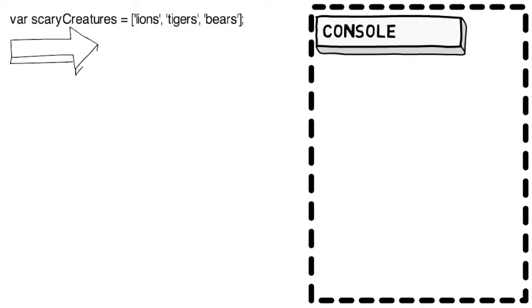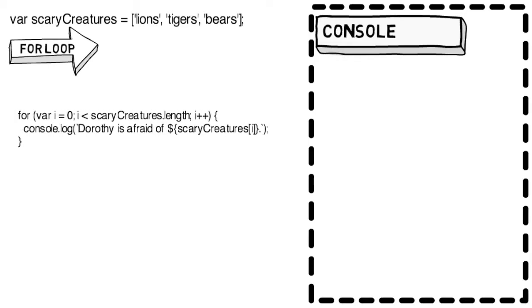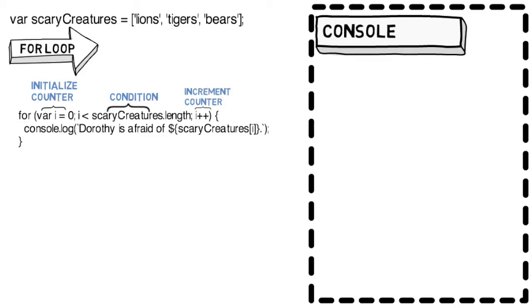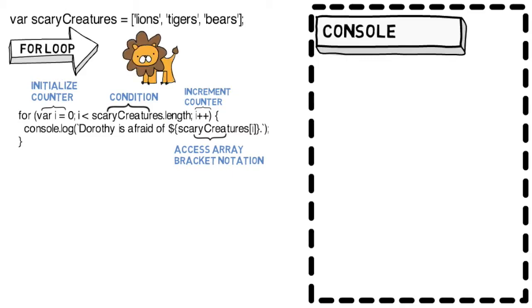Now you may have previously learned how to do this with the for loop. We set the value of our counter i, which executes before the loop starts. We create a condition, which is the condition for running the block of code within your loop. Then an incrementer, which runs after each iteration of your loop. Then in our code block, we have access to our scary creatures array at the index of i using bracket notation. In our first loop, i is set to 0, which scary creatures at index of 0 is lions.